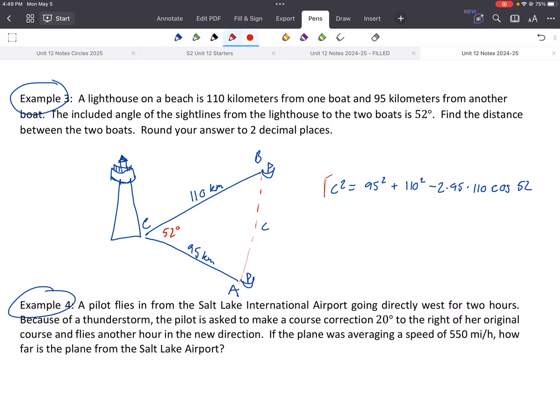Again, we'd maybe square root both sides, and we would get c all by itself, 90.87 kilometers. Okay, and I'd encourage you maybe to type that in and make sure that you can do that okay using your calculator. Okay, if you have any questions on that, please stop by.